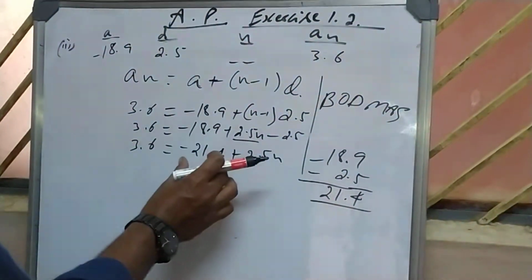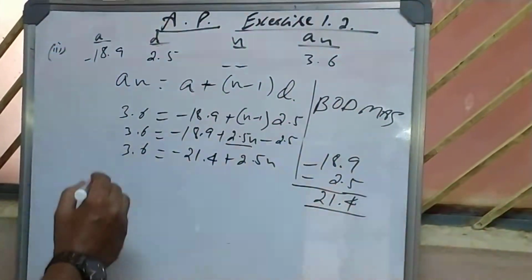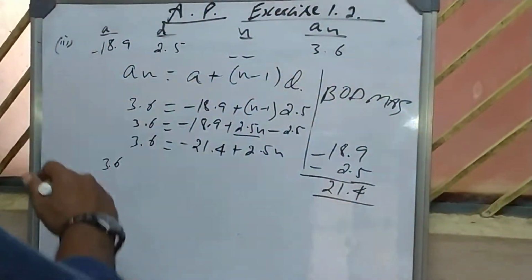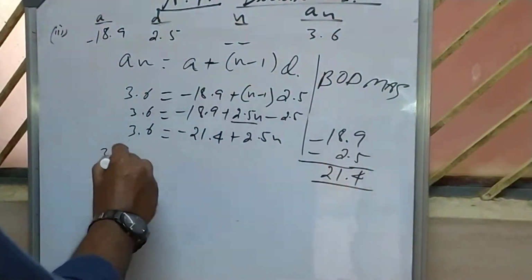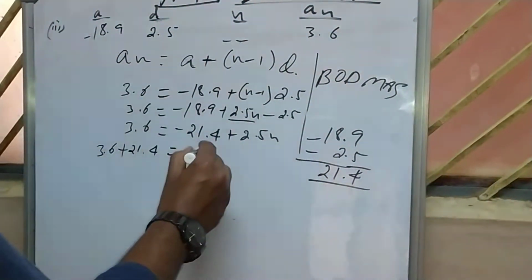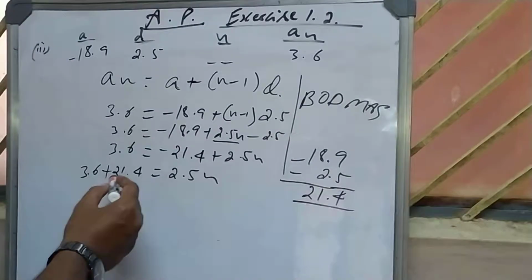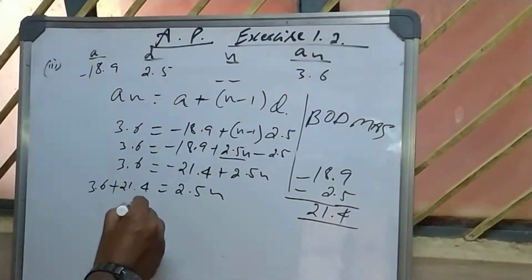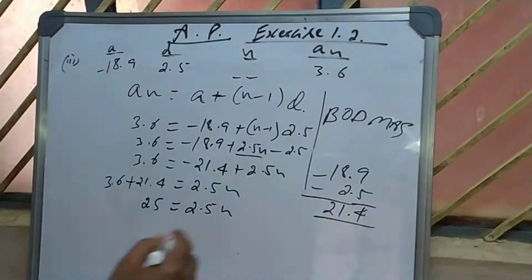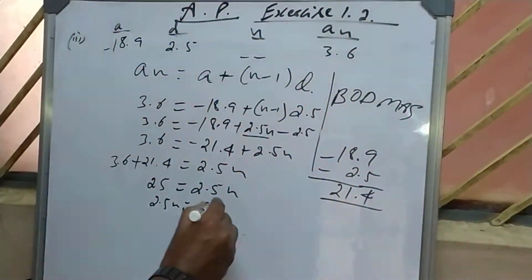Now what I will do? Next step. This minus 21.4 we will send this side, so this will become plus. This 3.6 I will write as it is, 3.6. This minus 21.4, if I send this side, it will become plus 21.4 is equal to this will remain here 2.5 n. And if you add 21.4 plus 3.6 it will be 25. 25 is equal to 2.5 n. Or you can write this way, 2.5 n is equal to 25.